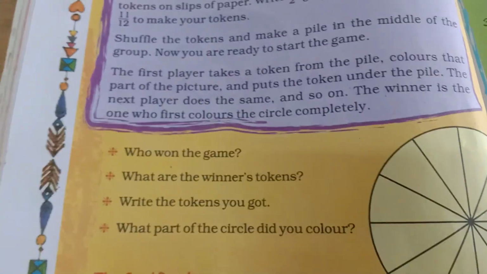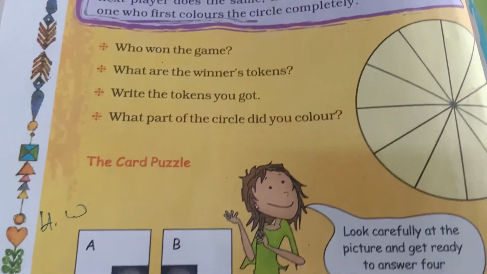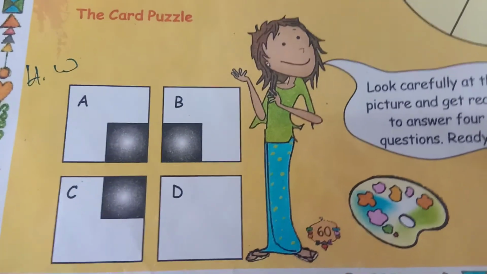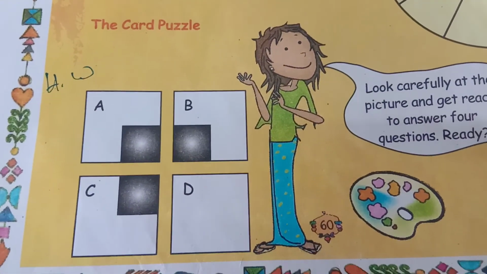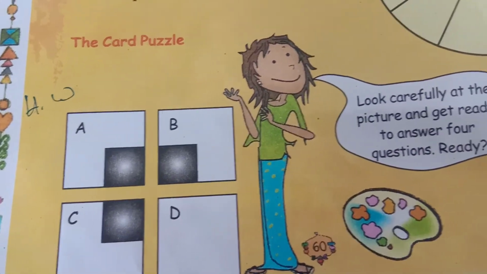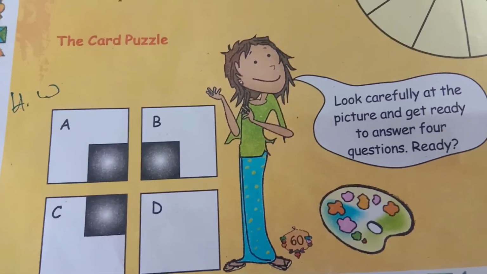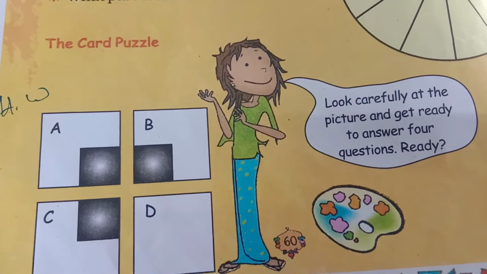So after playing this, once you play this, you can answer these questions. Now here you see the card puzzle. Observe these cards, card A, B, C and D. In square shape we have these cards. Look carefully at the picture and get ready to answer 4 questions.